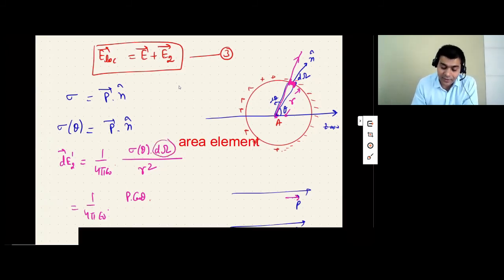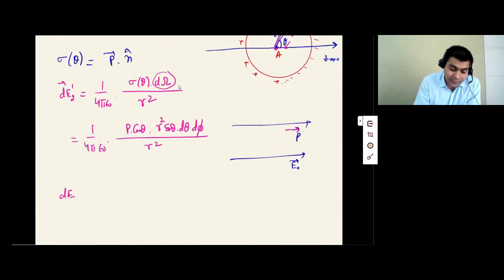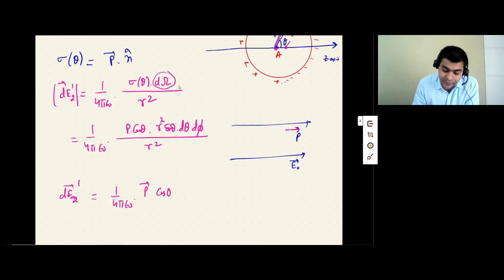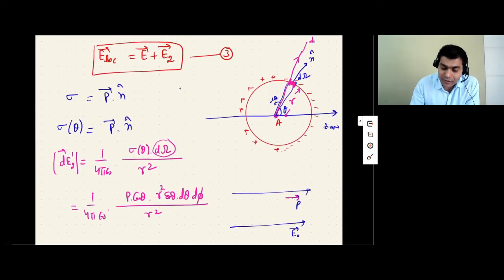D omega in three dimensions, the area vector is r squared sine theta d theta d phi divided by r squared. So what I get as dE2 prime, let me put a magnitude here. If I want to write the vector form, I will have to write 1 over 4 pi epsilon naught P cos squared theta sine theta d theta d phi. Okay, so let me put a magnitude here for the time being, and then we can convert into the vector form. So now this is the electric field in this direction, which I've pointed out, dE2 prime.